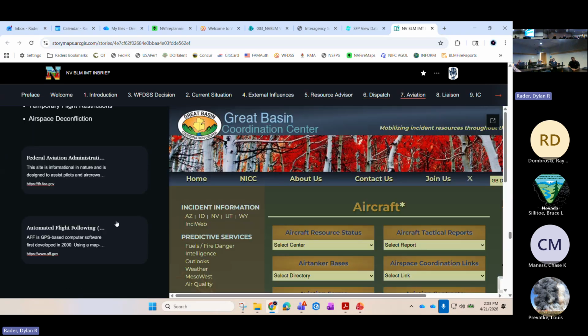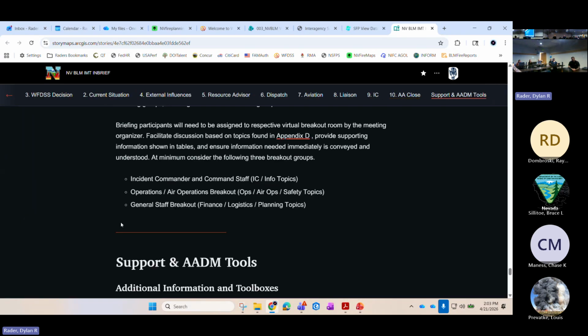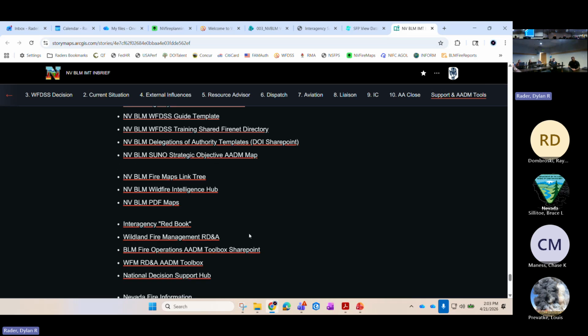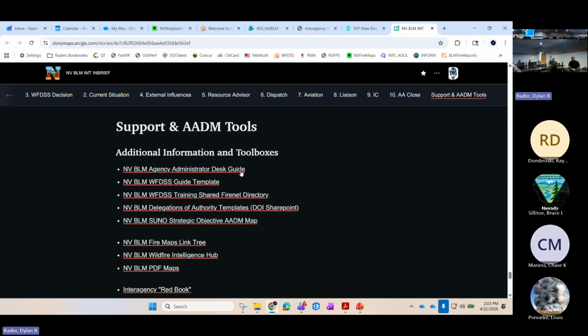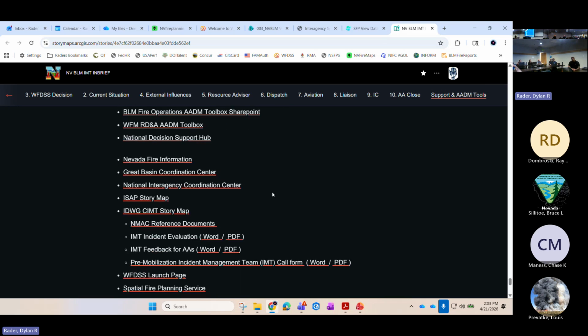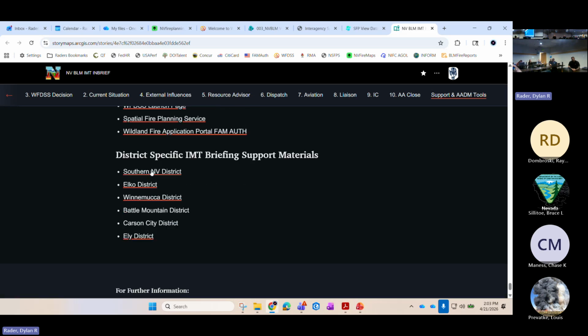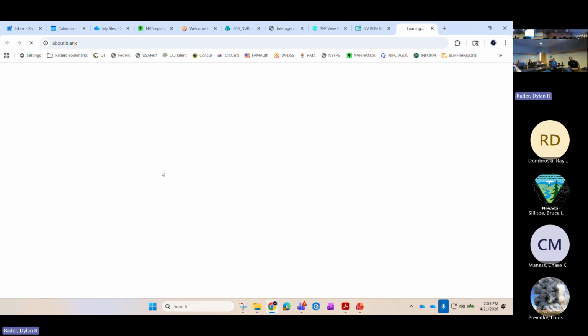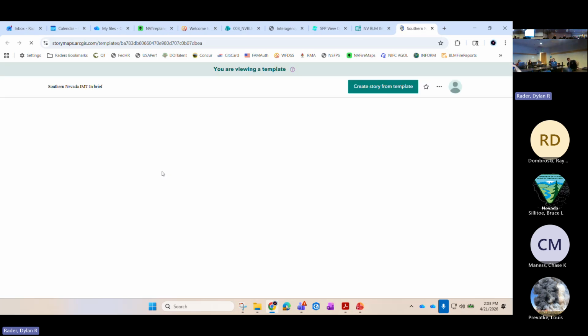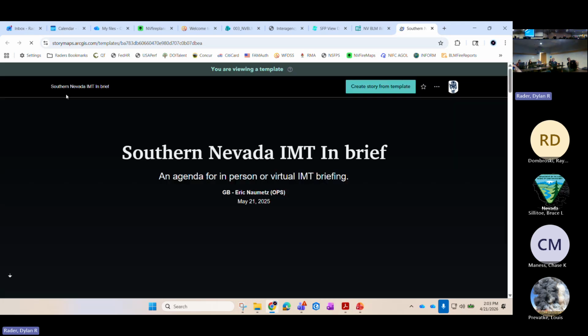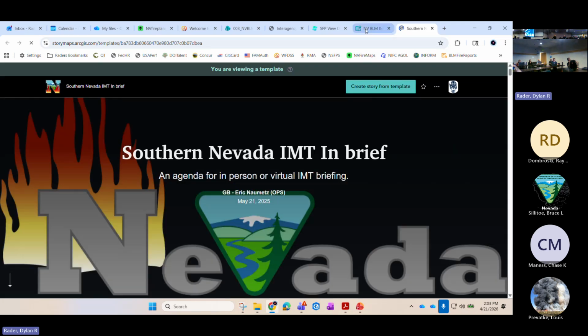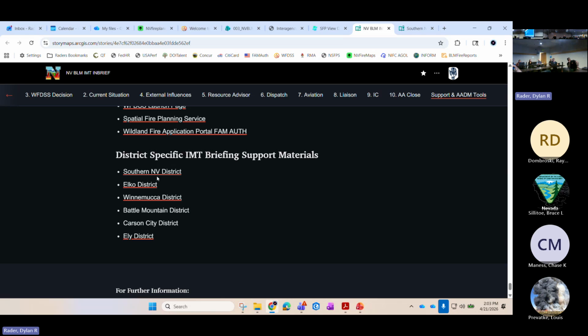I did want to highlight that down here at the bottom, just because I haven't updated this in a while, I've got a ton of links through here, including agency administrator information and support. But down here at the very bottom, I've got links to where, for example, Southern Nevada District, I think I have your website or, oh, I have your in briefing. You guys have your story map. So this is your story map, so I have that link going to there.